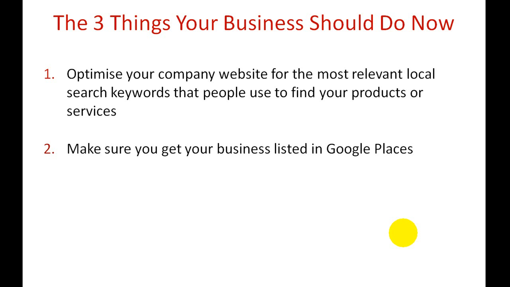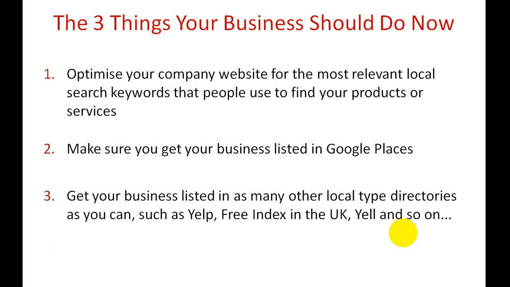Number 3, get your business listed in as many other local type directories as you can. Directories such as Yelp, FreeIndex in the UK as well, Yell.com, and so on. Literally search on Google and you'll find hundreds of these things. As we saw in the Manhattan Thai restaurant example, they can also appear on the first page of a Google search. So it's a great thing for you to do.